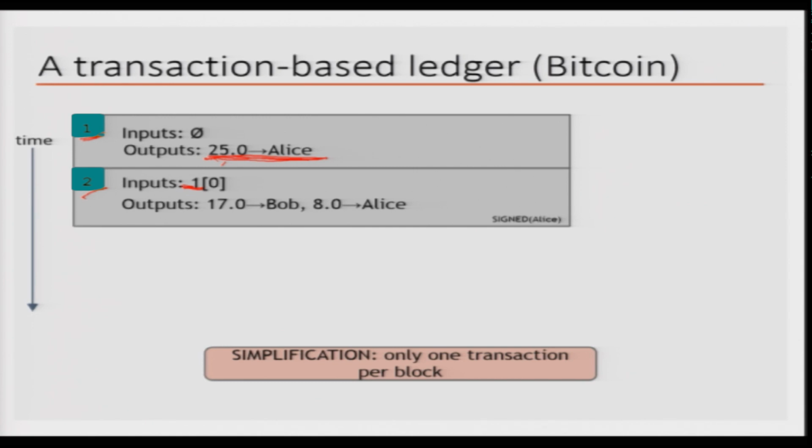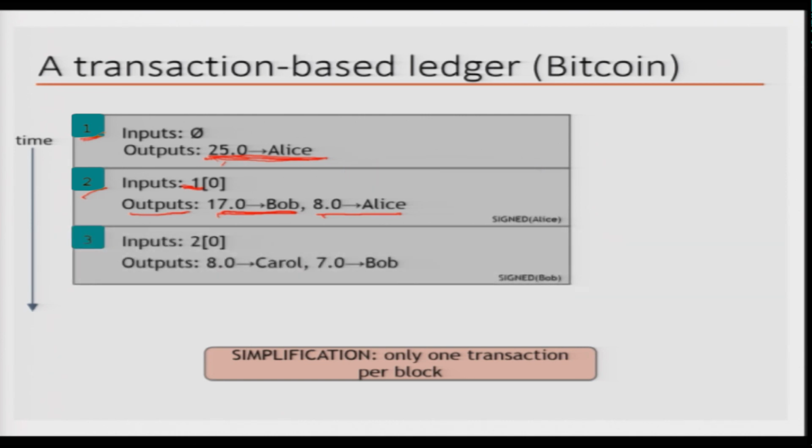And then she says that my output has two entries. This is entry number 0 and this is entry number 1, where in entry number 0 I give 17 to Bob and give 8 to myself at a different address. Remember the change address concept. Alice creates a change address which is different from her original address, and then she gives that money to herself, because otherwise there was a replay attack that we discussed before.